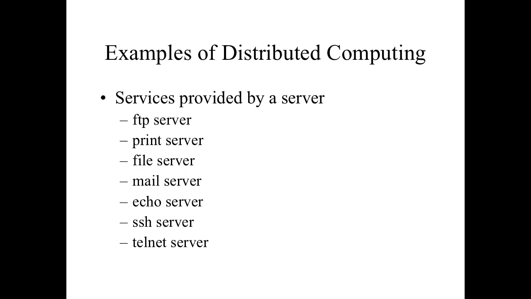We're used to seeing all kinds of interesting distributed computing servers. So you'll have perhaps a printer that goes on the network, and it's a print server. It's got a built-in network appliance. You plug it into the network, and it just comes up as available in your so-called network neighborhood. Other services include mail, Echo, SSH, Telnet, FTP, and file services.